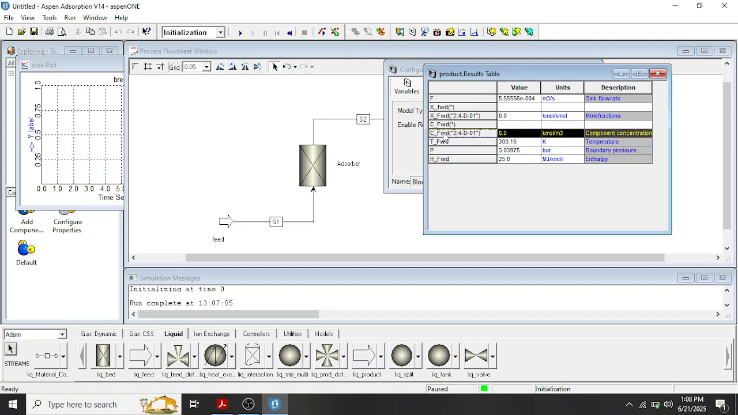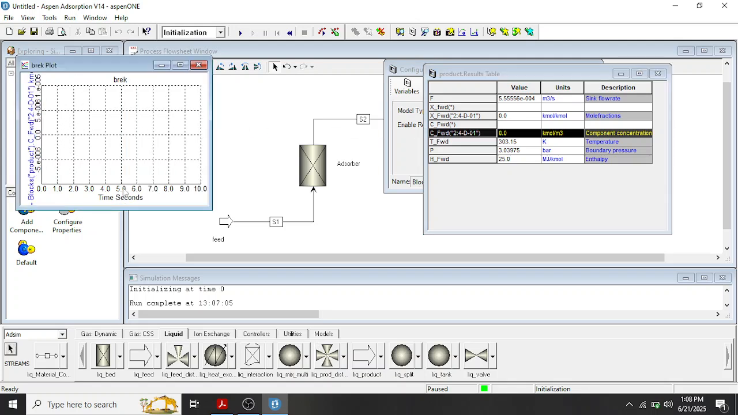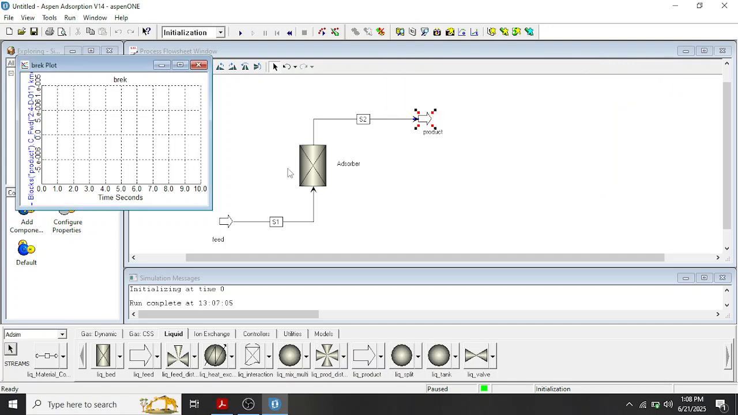So now click on this one and drag this one. Here you can see the time axis. With the passage of time, the concentration of 2,4-dichlorophenolic compound in this product stream, this chart is the breakthrough curve, and it shows the concentration of 2,4-dichlorophenolic compound in the product stream with the passage of time.